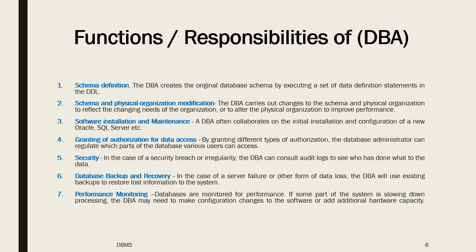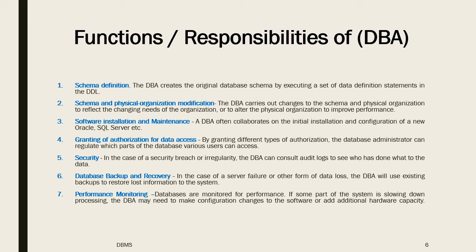Schema and physical organization modification. The DBA carries out changes to the schema and physical organization to reflect the changing needs of the organization or to alter the physical organization to improve performance. In the first point, schema definition, we created a schema student in which the details of the student had to be stored. Suppose you want to add something else, for example, an address. You should be able to do it. That is, you should be able to modify the database of a student. So this is done by a DBA.